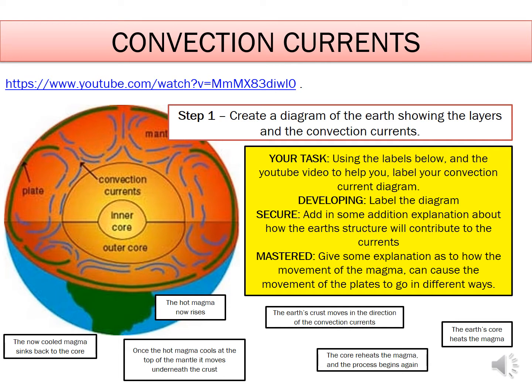So if you're working at a developer level and you are targeted and you are looking for a 3 or a 4, you are going to label the diagram with the given labels at the bottom. If you are working at sort of a 5 and 6 level, I want you to try and link the earth structure to the convection currents. So how is it that the inner core is responsible for the convection currents, and what features does it have that makes it responsible for that? And then if you are looking for a grade 7 or above, I want you to give some explanation which links the movement of the magma to how the plates will move in different directions.